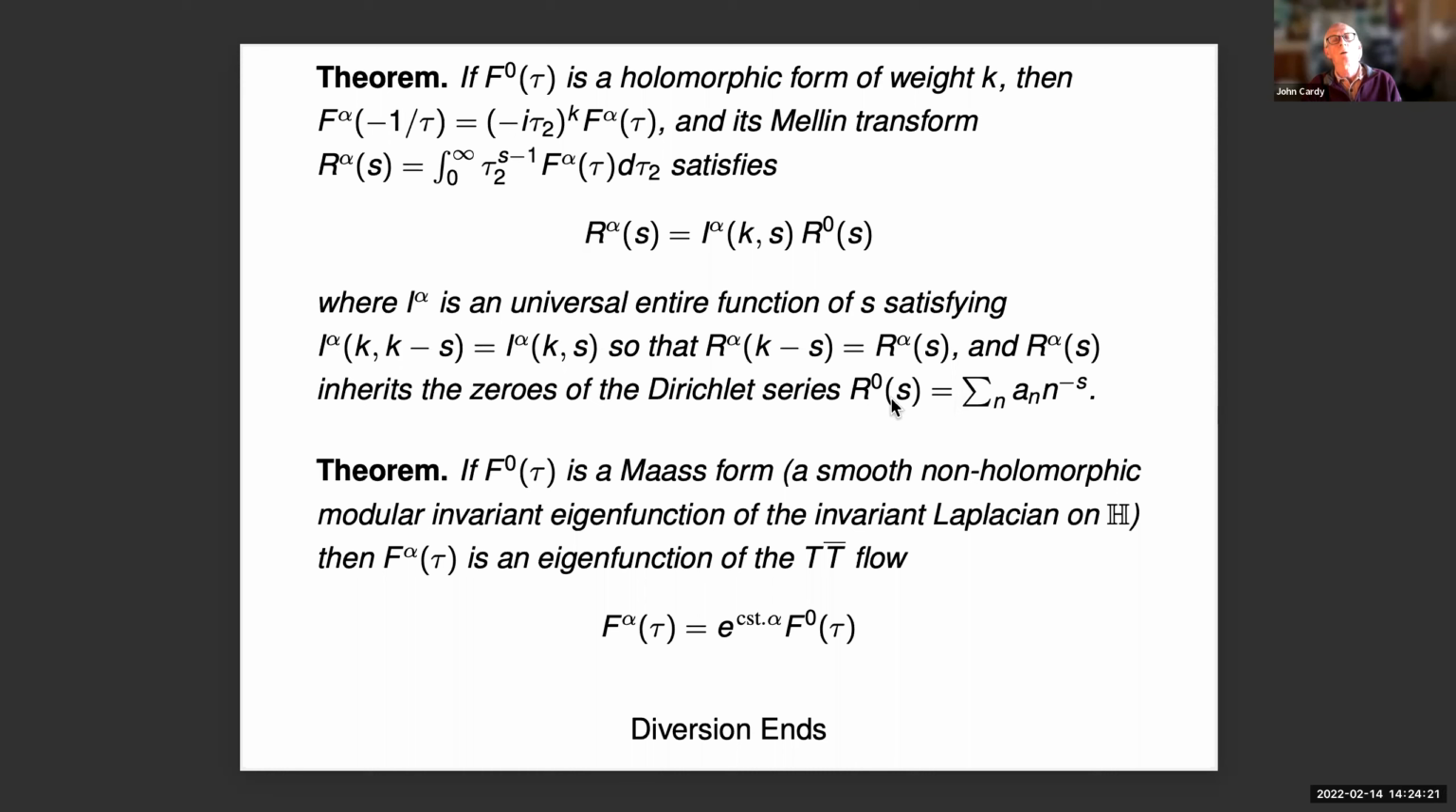So if we have a Dirichlet series like this, which might be a zeta function, for example, and we form the corresponding holomorphic modular form, and then we deform that and we take the Mellin transform of that. That Mellin transform inherits the zeros of the original Dirichlet series. So if this were the Riemann zeta function, it would inherit the Riemann zeros, for example. Of course, this does not lead to a proof of the Riemann hypothesis, but it gives you some interesting consequences.